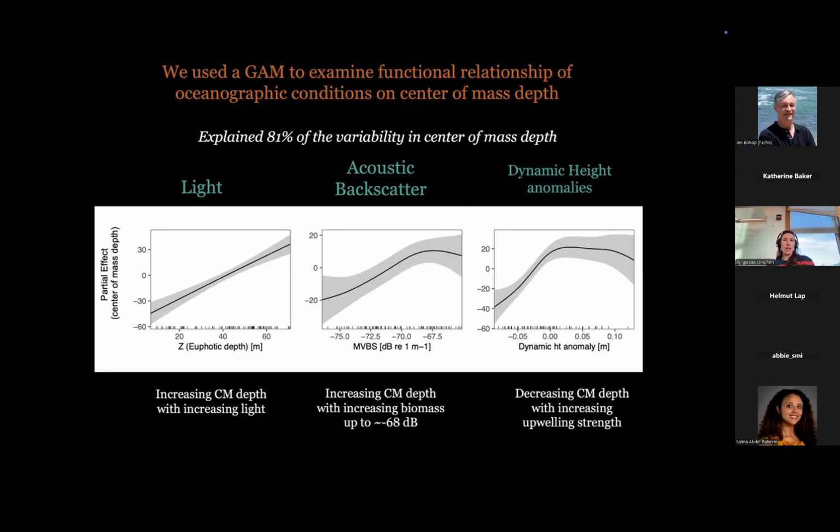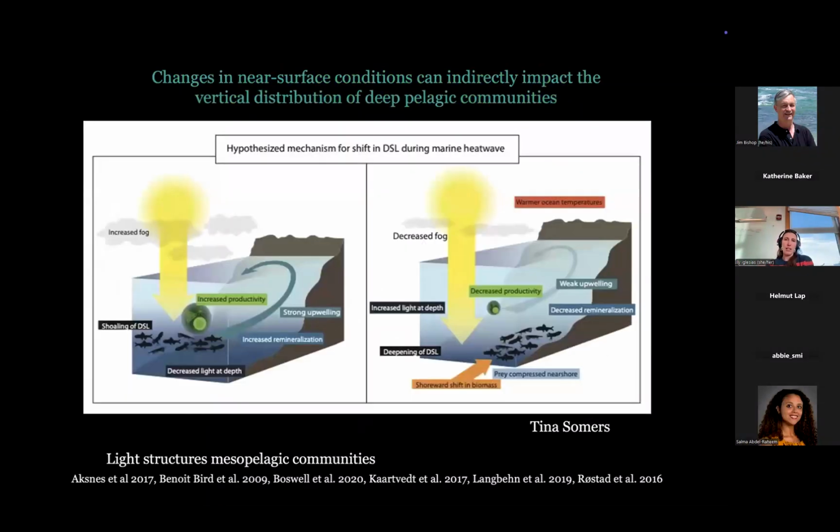And then dynamic height anomalies, which we consider to be a proxy for upwelling intensity: if you move to the left on that plot, as upwelling increases, the center of mass depth decreased. So with more upwelling, once again, the center of mass depth decreased. If we take all of these variables together, light, backscatter, and dynamic height anomalies, what we think is happening during this time is that there was surface intensified warming in the water column, which led to increased stratification.